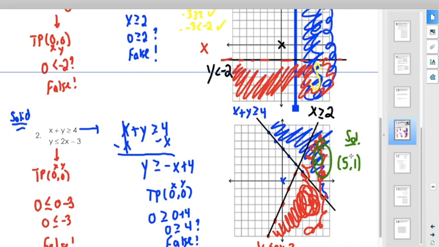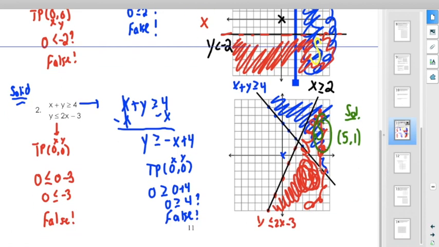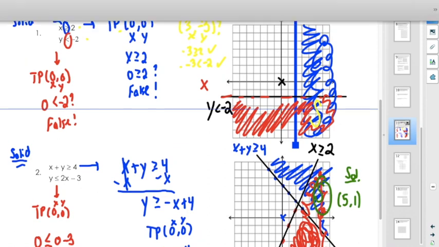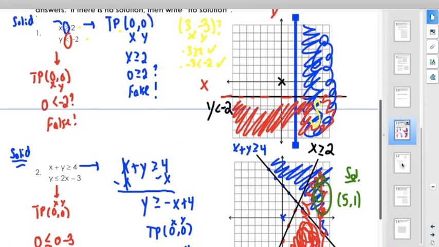And you could check that. I urge you to. For the sake of the video, I'm going to skip it and go on to the next question. So here's my answer, that shaded area there. Let's go on to back page.